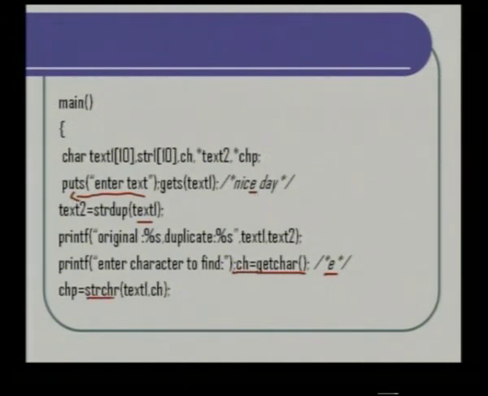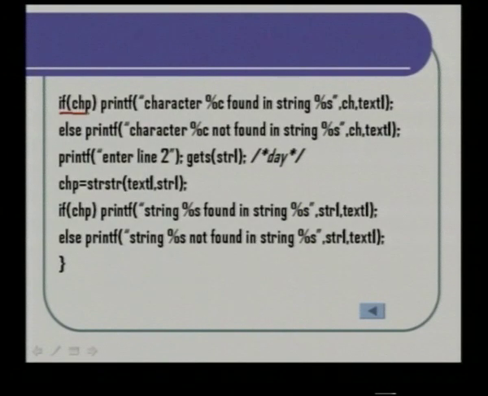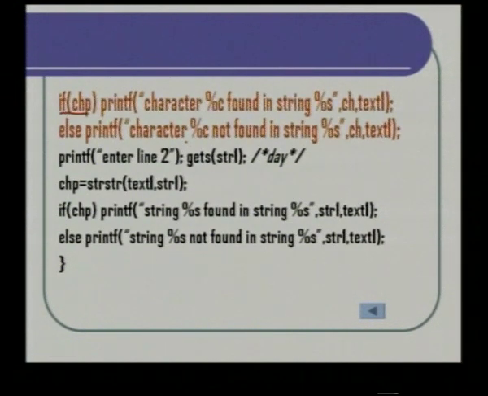So, strchr, in which string, what character? In the string text1 I am searching for this ch character. Yes, it is found. So, if it is found, its value is stored in this pointer variable chp. Next, how to check, how to display whether it is found or not. If chp, that means if there is some value in chp, printf it is found in the string. If the chp does not exist, if the variable does not hold any value, then I am printing that the string is not found. This is how the strchr function works.